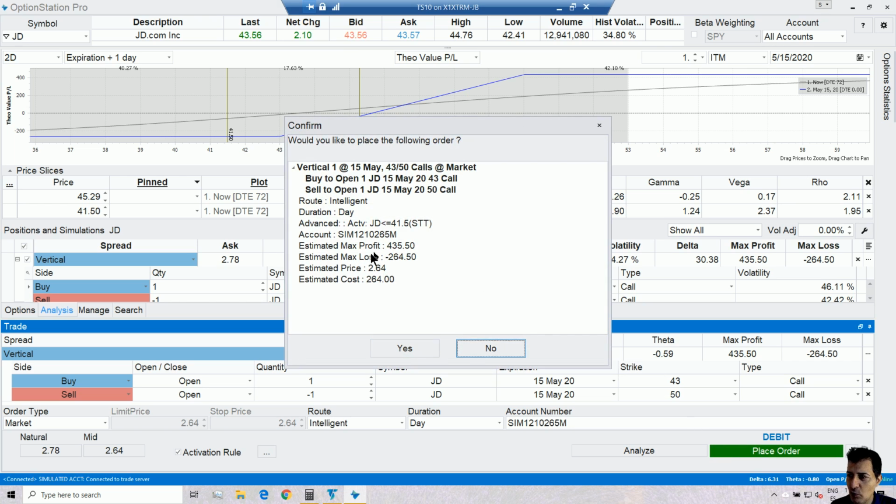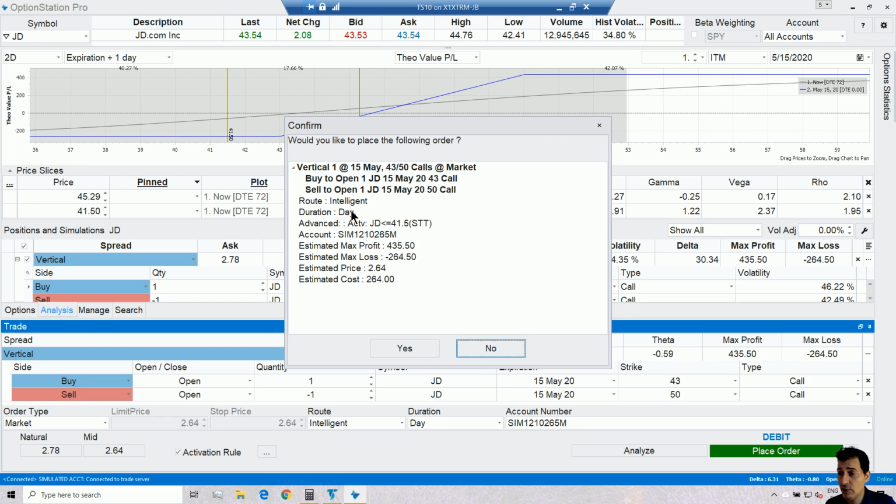I'll have a confirmation window here. So I am buying a vertical spread made of the 43 and the 50 call using May 15 expiration. The order, if I don't get filled today, will expire, so I can come back tomorrow and reassess the trade, and you will not be charged exchange fees, because if you place the order with GTC and then you cancel it tomorrow, the cancellation implies exchange fees.